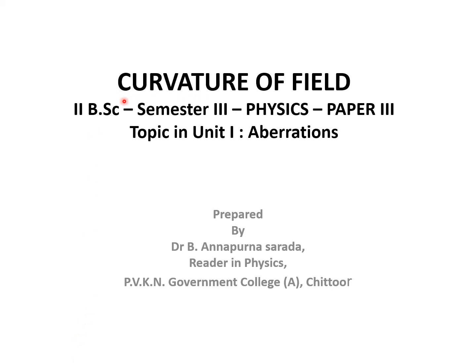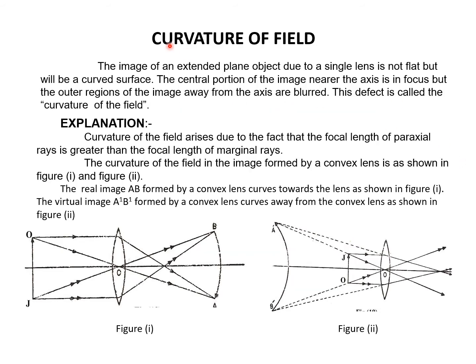In this lecture, I am going to explain about curvature of field. Curvature of field is a monochromatic aberration formed by the lens. Now, the image of an extended plane object due to a single lens is not flat but will be a curved surface. The central portion of the image nearer the axis is not in focus, but the outer regions of the image away from the axis are blurred. This defect is called the curvature of the field.